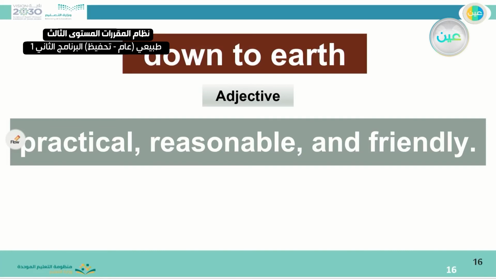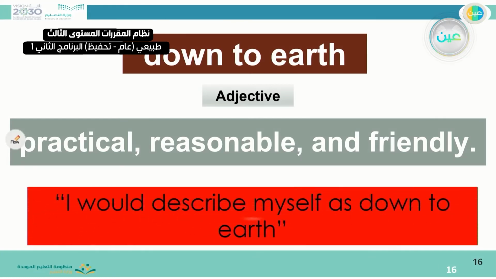If you remember Ahmed, the last one in the last passage in the listen and discuss section, Ahmed described himself as down to earth. He said, I will describe myself as down to earth. What does down to earth mean? It means practical, responsible, and friendly. Okay.